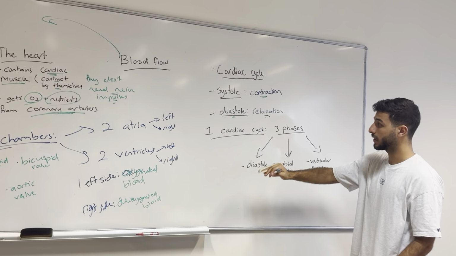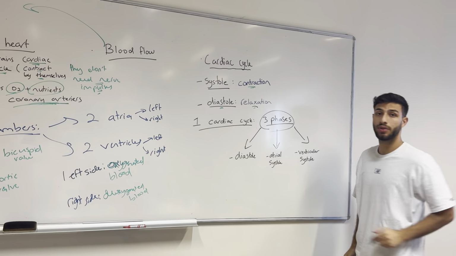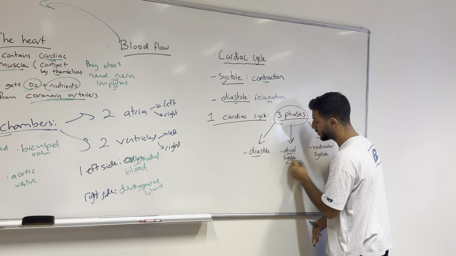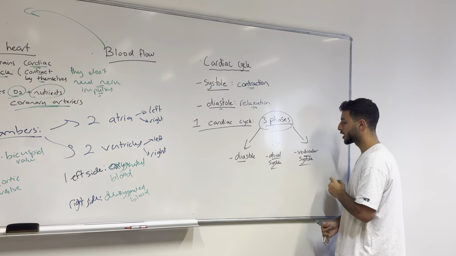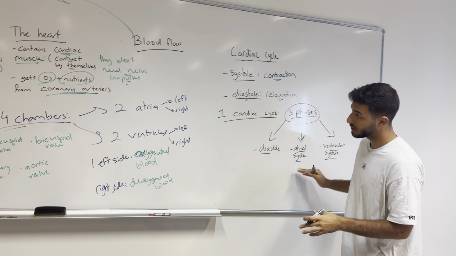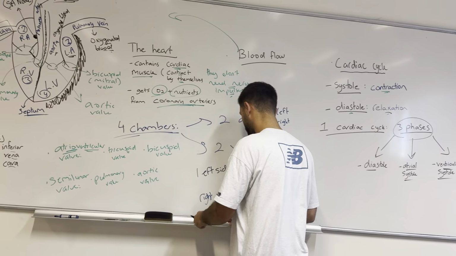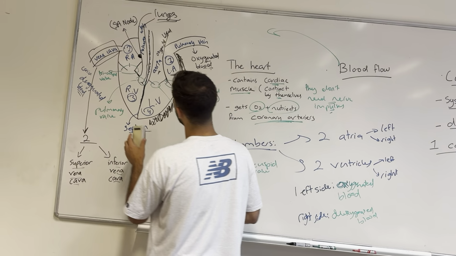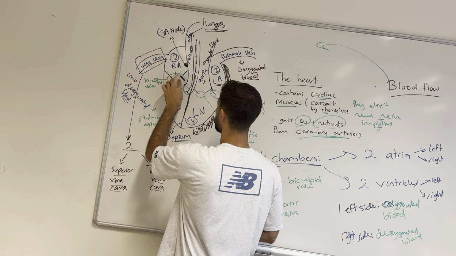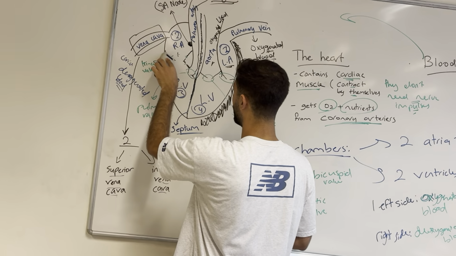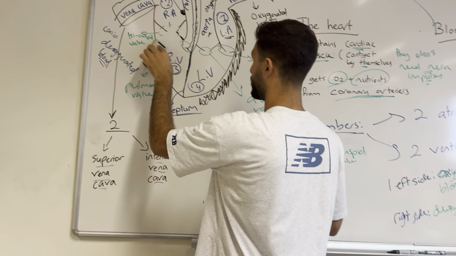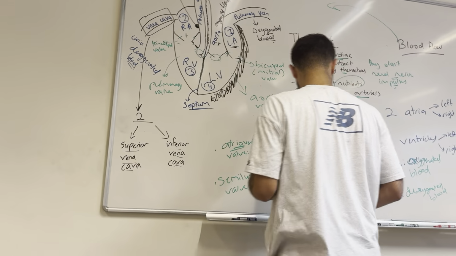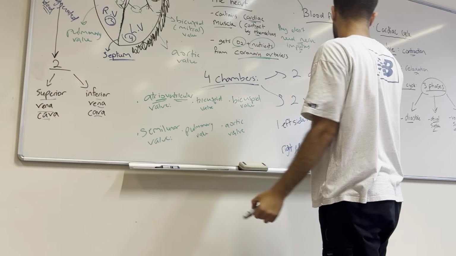Now what is the cardiac cycle? It's usually split into 3 phases. What are these 3 phases? We have diastole in the beginning, we have atrial systole, and we have ventricular systole, okay? So let's look again at the heart, okay? But let's just erase some stuff in order for you guys to be able to understand it more, okay? So we talked about the valves, we talked about the chambers of the heart, we talked about what they carry. Now let's look at the cardiac cycle.